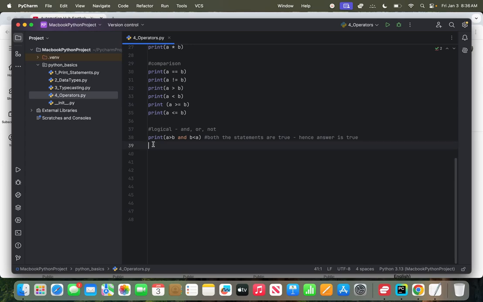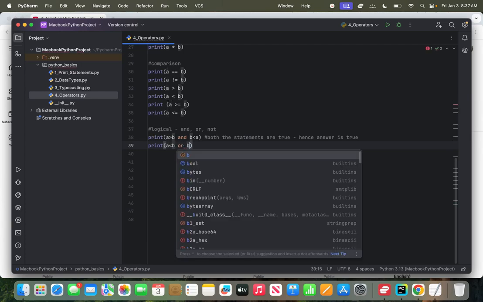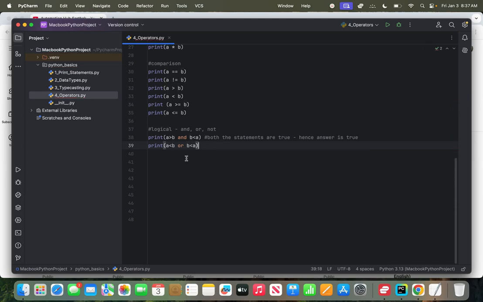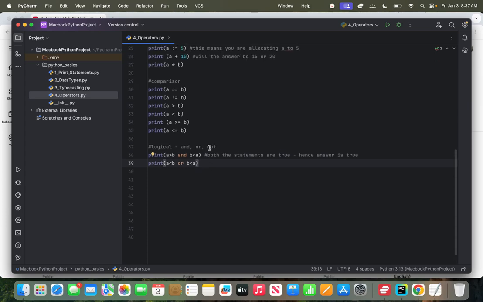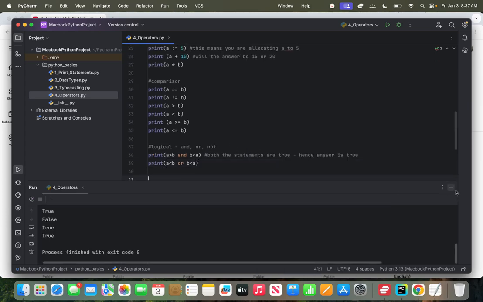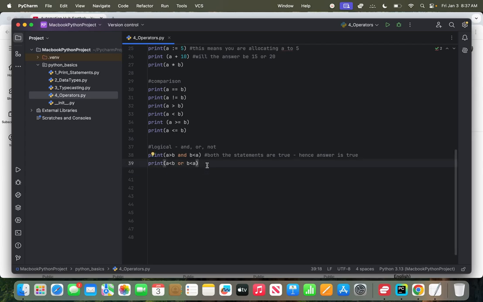Okay, now if I do print A less than B, this one is false, or B less than A. Here 1 is true, 1 is false. See, 5 is less than 3, this part is false, or 3 is less than 5, this part is true. 1 is true, 1 is false. That means it will still be true. True or false is true. Okay, so this is OR operator.